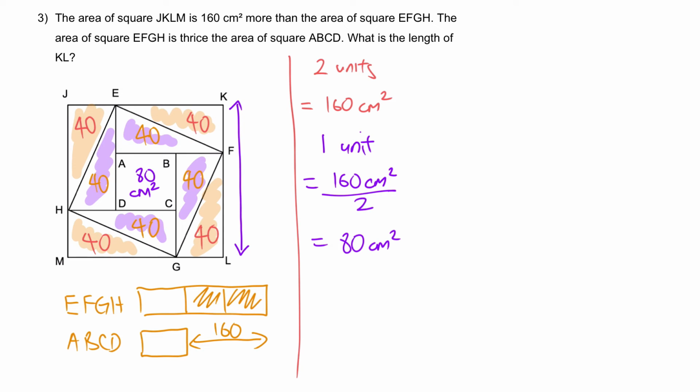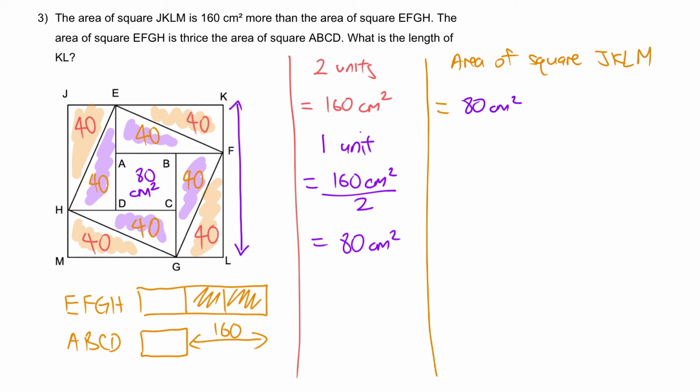Next step, area of square JKLM. That would be 80 cm square first. We're going to plus how many 40? 1, 2, 3, 4, 5, 6, 7, 8. 8 of them. Plus 8 times 40 cm square to give you a total of 400.